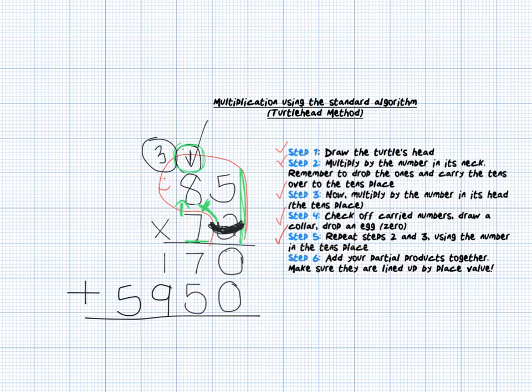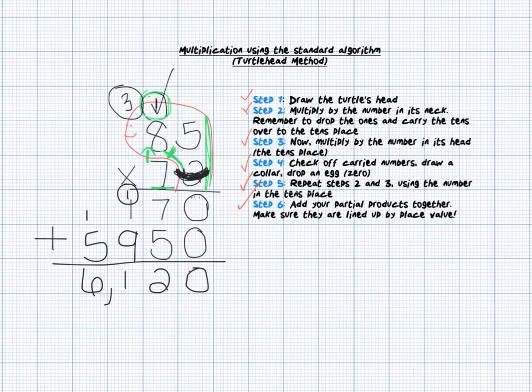0 plus 0 is 0. 7 plus 5 is 12. 9 plus 1 plus 1 is 11. And 1 plus 5 is 6. So my product of 85 times 72 is 6,120. I'm going to check off my last step. And then you can always use a different strategy to check your work.